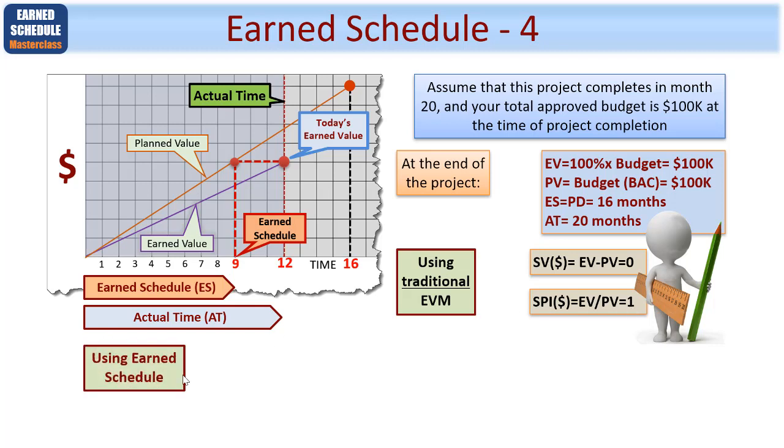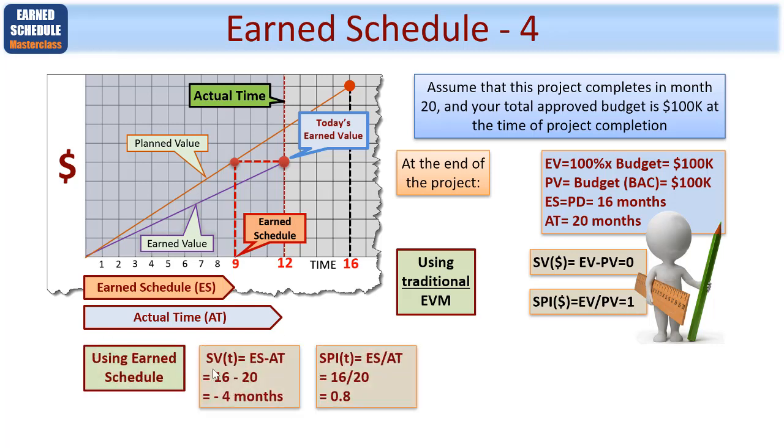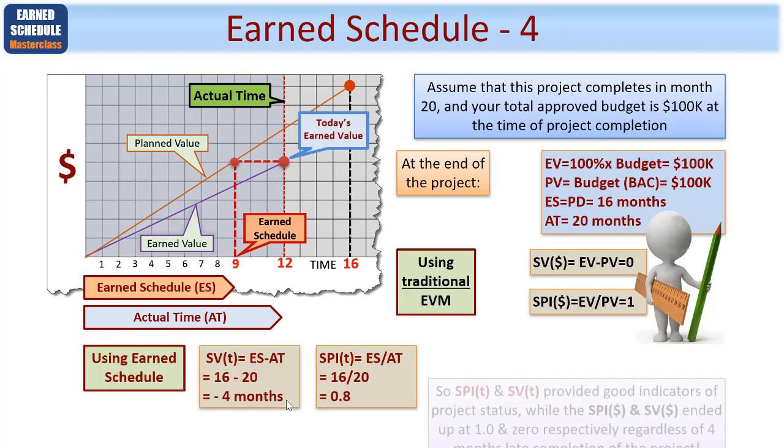Whereas using earned schedule and plugging these numbers in, we can see that the schedule variance in the time domain equals ES minus AT, 16 minus 20, giving you 4 months behind schedule. So at this juncture, assuming that your project is due to finish in month 20, you know that it ought to come in 4 months late, and your SPI in the time domain equals ES divided by AT, giving you 0.8, showing you, since it's less than 1, that yes indeed, you're going to come in late. 4 months to be precise.